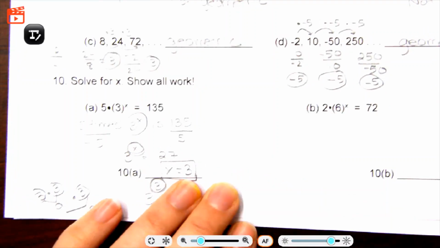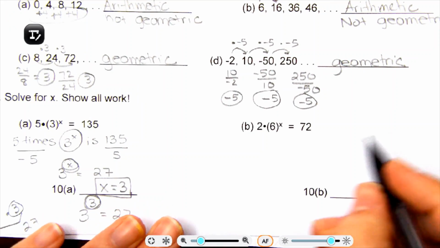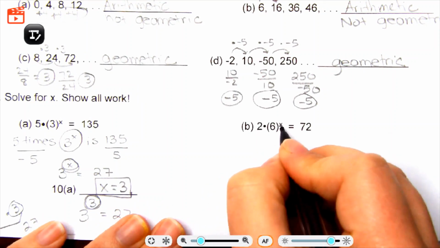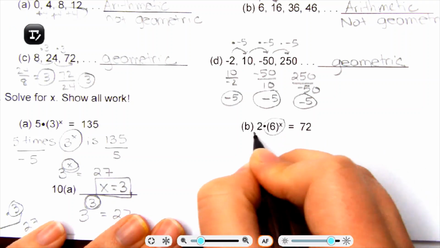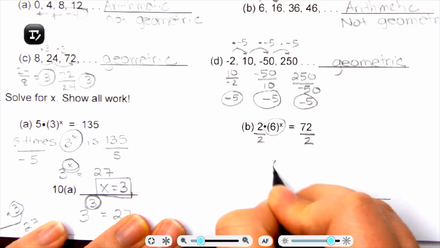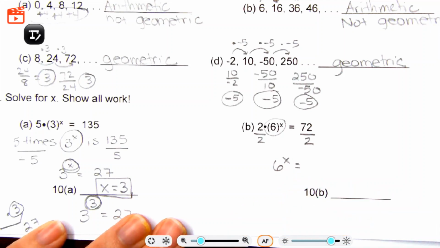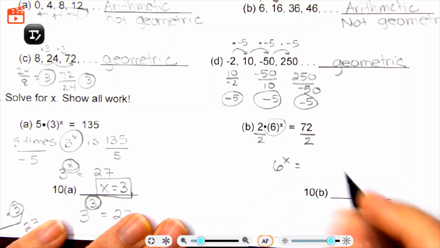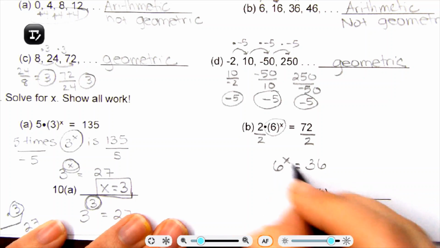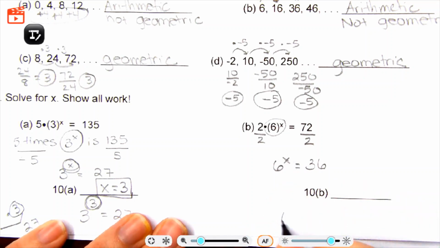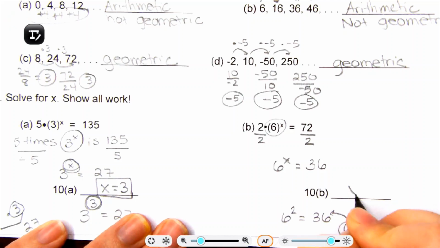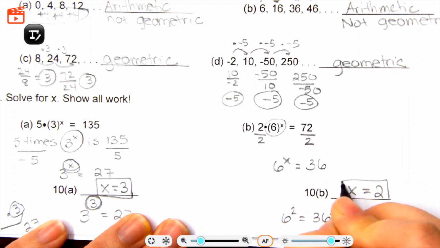Let's do something similar in B. Okay, 2 times 6 to the x power. Again, this is in its own bubble, so get rid of the 2. So I'm going to divide by 2 on both sides. 6 to the x is equal to 72 divided by 2. That's 36. 6 to what power is 36? We all know that 6 squared is 36 because 6 times 6 is 36, and that's 2. So x is equal to 2.